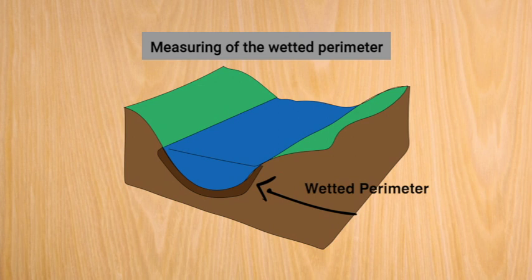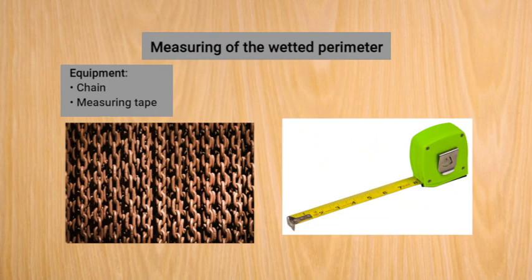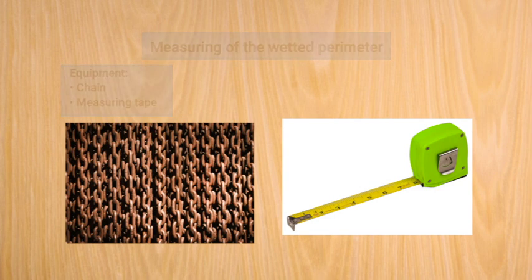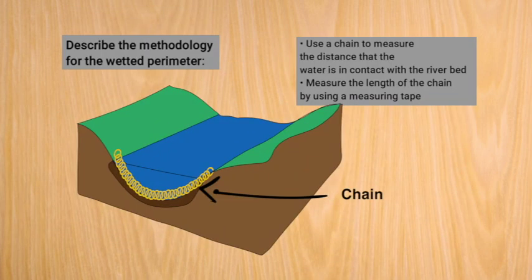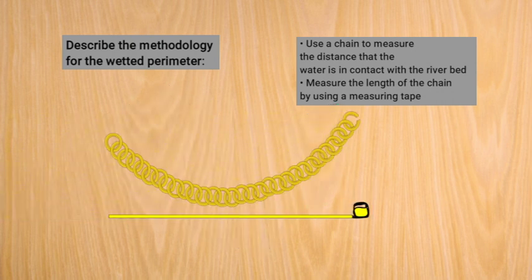To measure the wetted perimeter of the area, we need the following equipment: chain, measuring tape. How do we then measure the wetted perimeter? Use a chain to measure the distance that the water is in contact with the river bed. Measure the length of the chain by using a measuring tape.